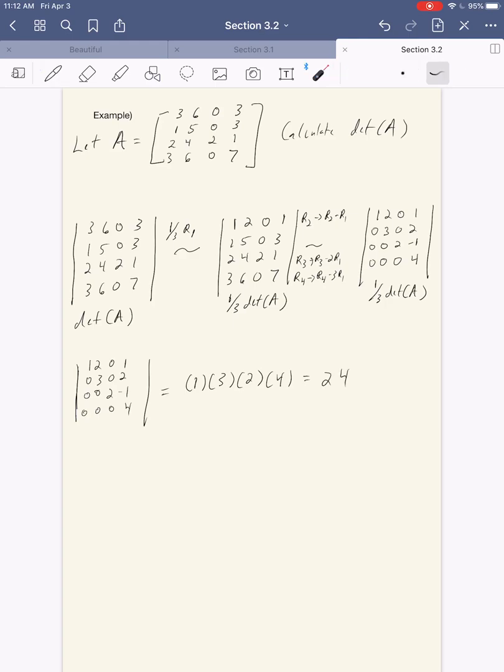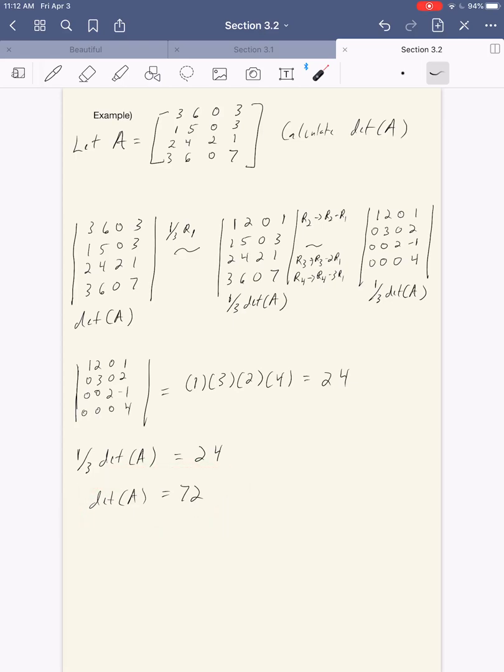So is that our determinant? Well, no, because our determinant is this matrix back here, and this has 1/3 of our determinant. So we can say 1/3 determinant of A equals 24. So determinant of A equals 72. So we've gotten our determinant right there.